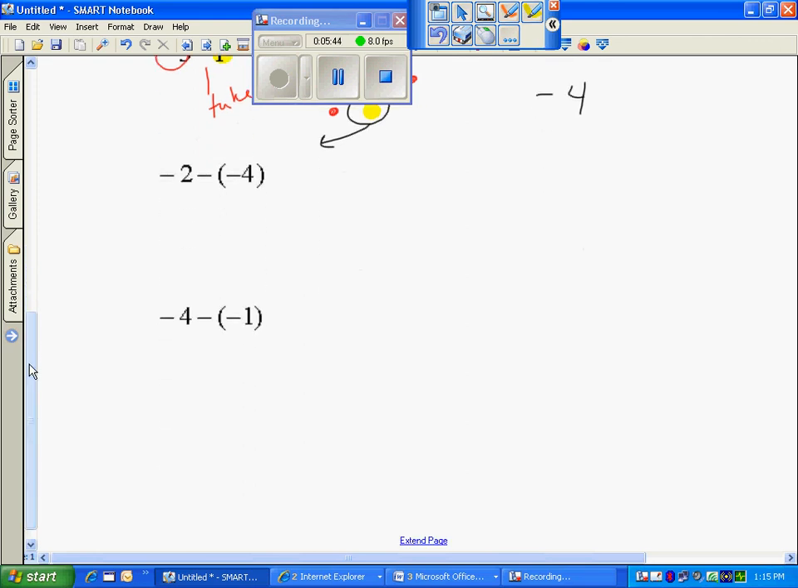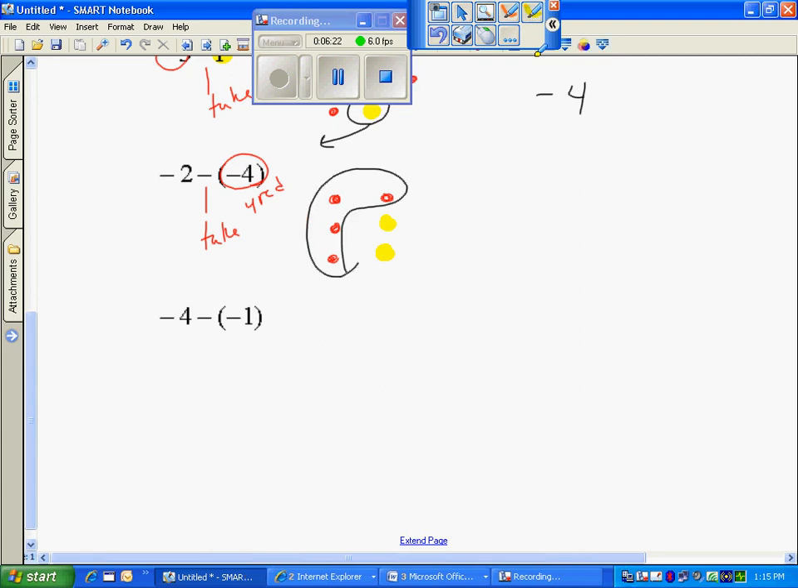Let's try another one. Negative 2 says I'm starting with 2 that are red, and it says take from that 4 that are red. Well, I don't have 4 red, so I'm going to build my pile size but not change its value by adding these zeros. If I use my inverse property, a red and a yellow cancel, a red and a yellow cancel, so I'd end up with negative 2. So from this negative 2 pile, it says take out negative 4. So these 4 are going to be taken out, and my result is positive 2.